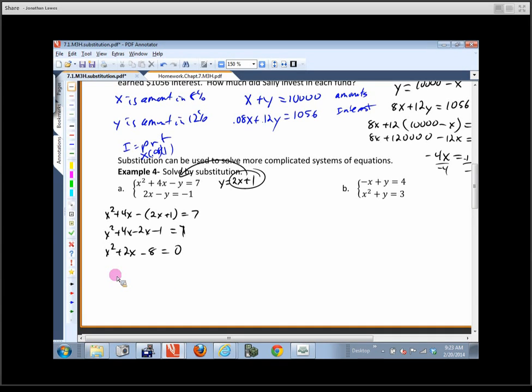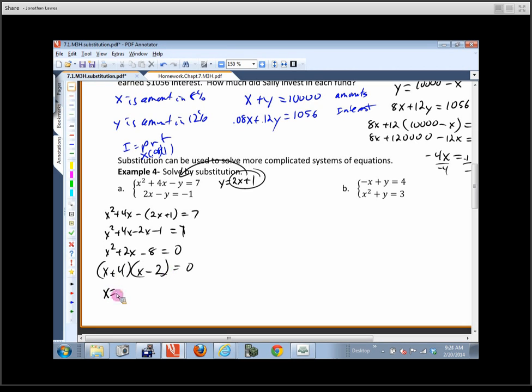Now, what is our favorite technique? What is the easiest way to solve a quadratic if it works? Factoring. If factoring doesn't work, what other technique do we always have available? Quadratic formula. So let's try and factor this. This is a relatively simple one. We're looking for two numbers that multiply to be negative 8 and combine to be positive 2. That would be positive 4 and negative 2, correct?